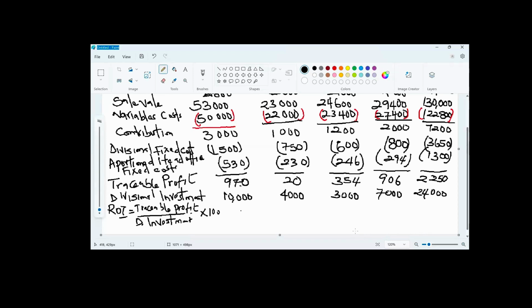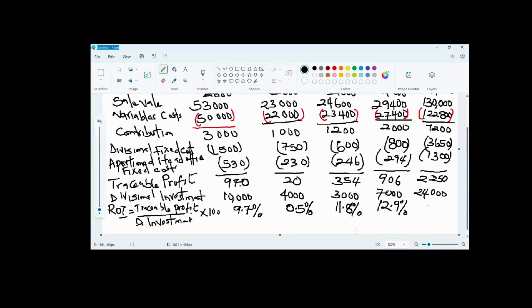Now this will give us what? 9.7%. Yes. Please go ahead. 0.5%. 11.8%. 12.9%.